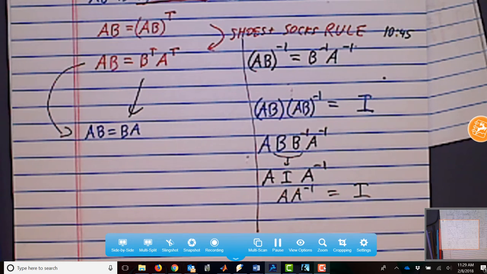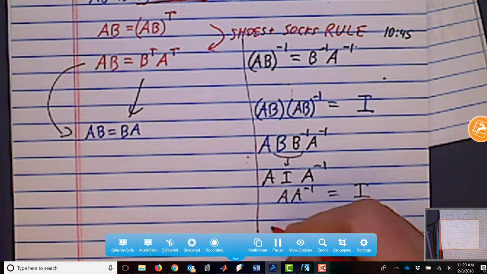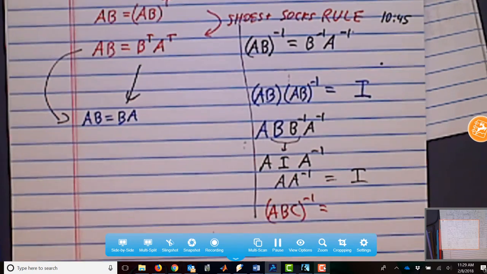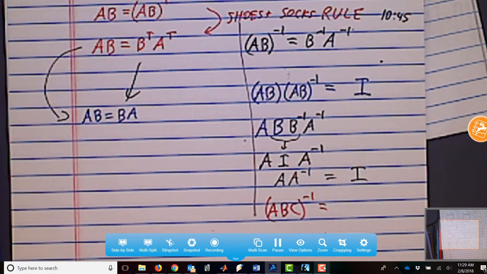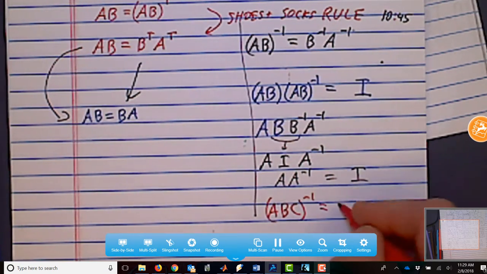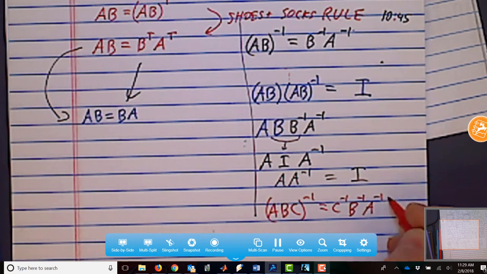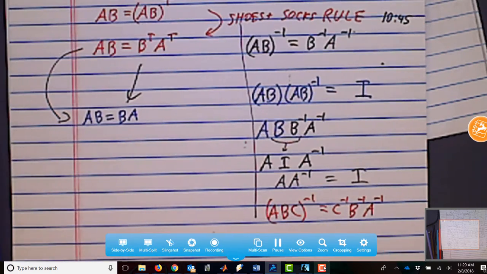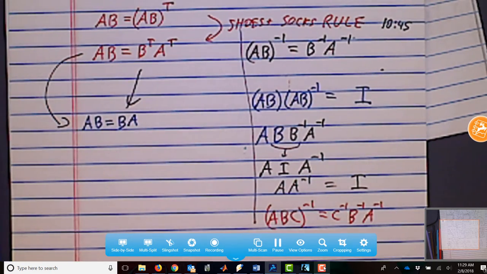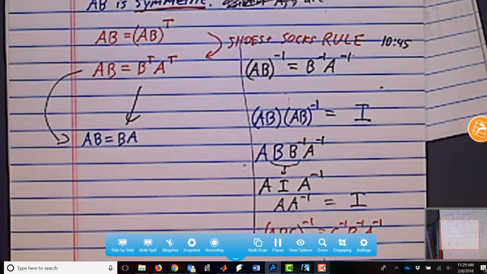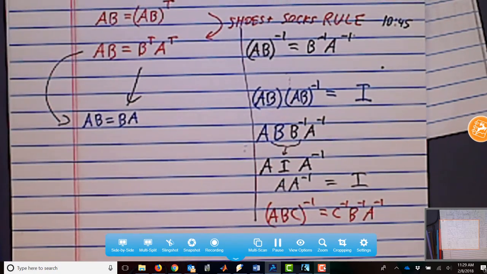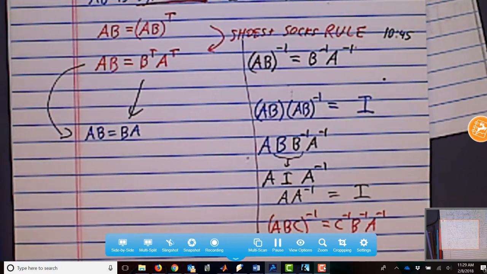As a matter of fact, if I asked you guys, what does ABC inverse equal, what would you say? C inverse, B inverse, A inverse. Right? I mean, the same reasoning. It's the only way you can get the identity is if you turn around the individual inverses in the order of multiplication.